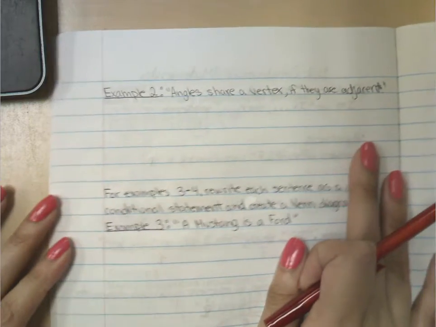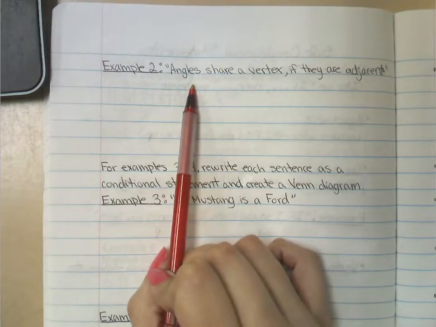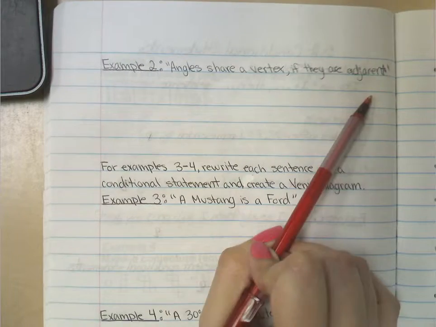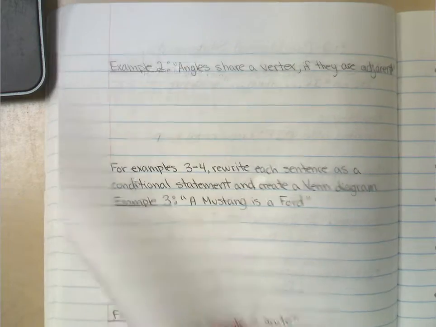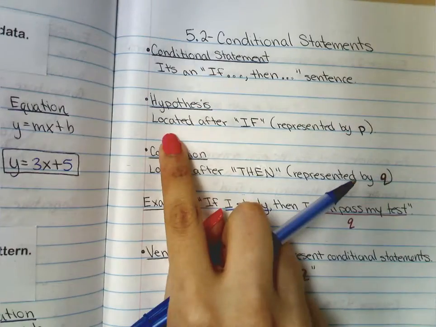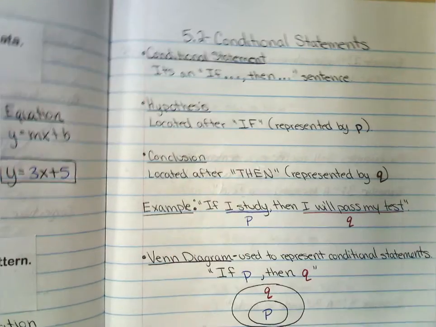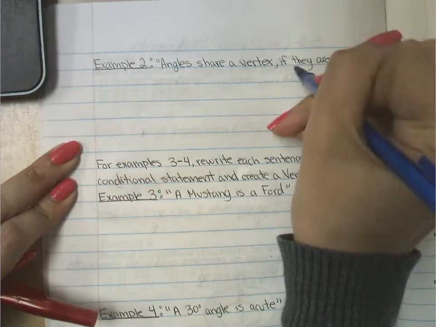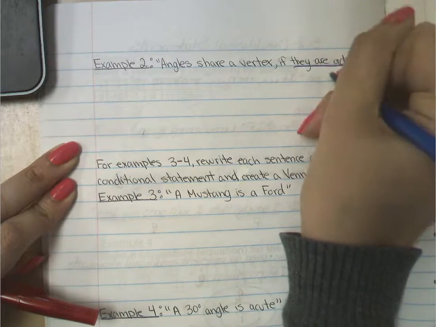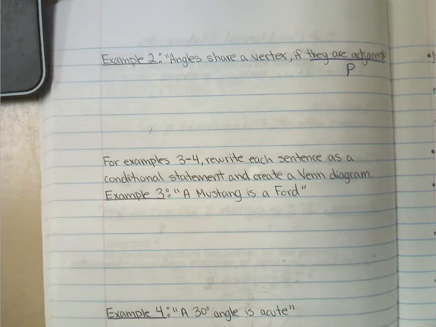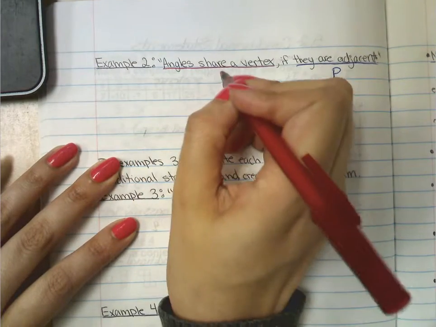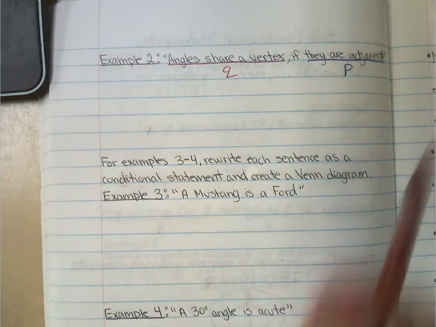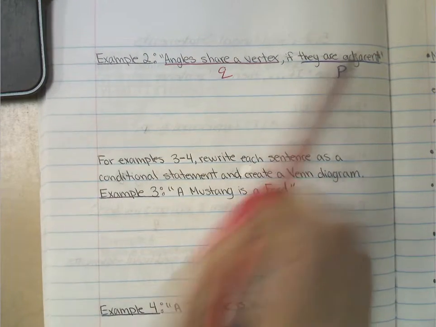Okay, for example 2, I have angles share a vertex if they are adjacent. So again, I'm going to identify my hypothesis, and if you recall, hypothesis is located after the word if. So the word if is right here, so this is my hypothesis. Even though it's on the last part, that's still the hypothesis, and so that makes the first part the conclusion. So hypothesis is always located after if. It doesn't matter where it is.